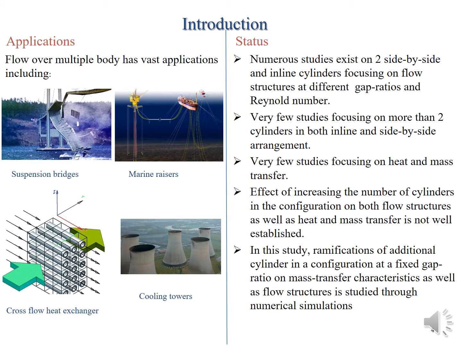As a result, the effect of adding a cylinder on an existing structure at a specific gap ratio and Reynolds number is not really that well established, and even fewer studies focus on heat and mass transfer on structures with more than two cylinders. In this study, we hope to study the mass transfer over multiple cylinders, both inline and side by side, and to study the effect of an additional cylinder on an existing structure at a specific gap ratio and Reynolds number, and see exactly what the effect of adding a cylinder on an existing structure is insofar as flow physics and mass transfer is concerned.